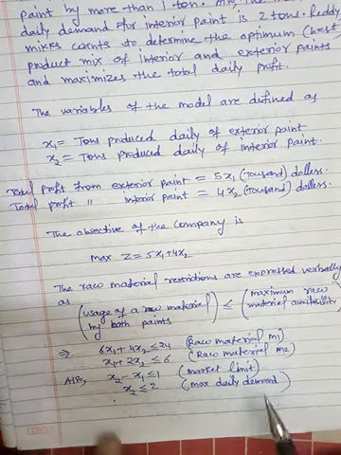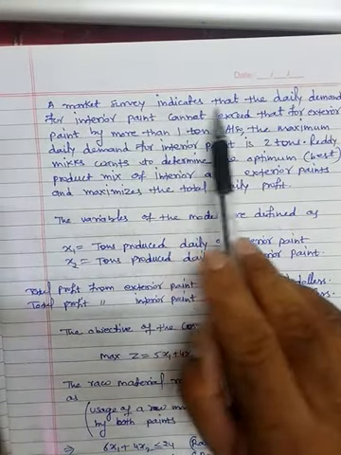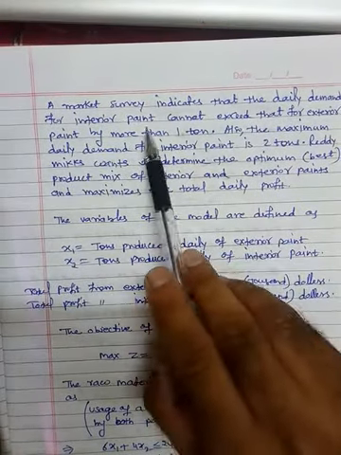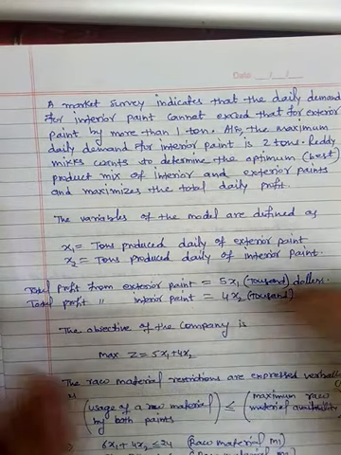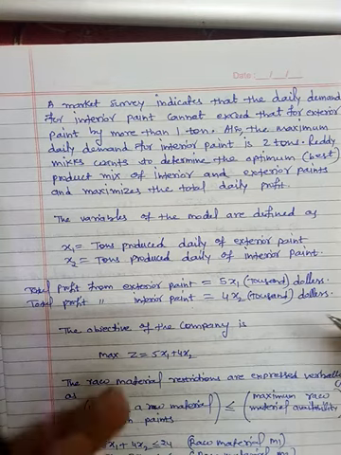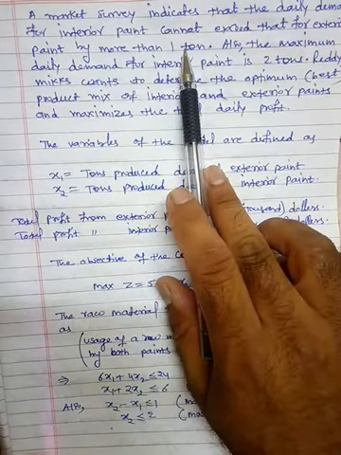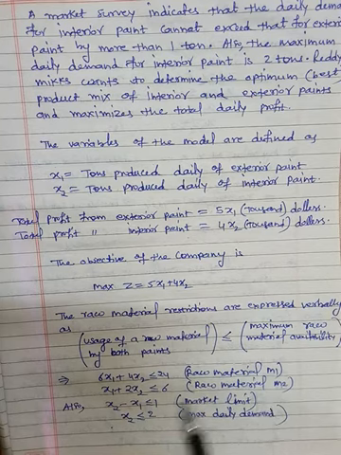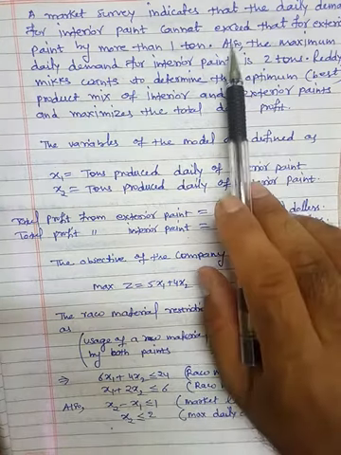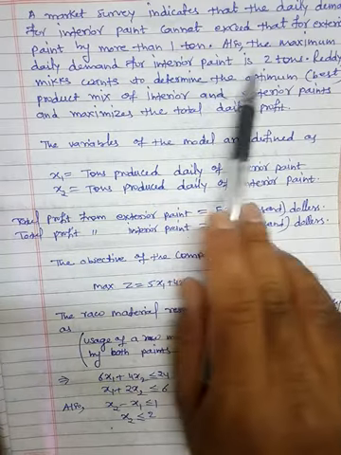Fine. Now, the third restriction is due to this: a market survey indicates that the daily demand for interior paint cannot exceed that for exterior paint by more than one. That means the difference between the interior paint and exterior paint should be less than or equal to 1 ton, and hence this is x2 minus x1 less than or equal to 1. This is the market limit. Another constraint is also given to you. Also, the maximum daily demand for interior paint is 2 tons.